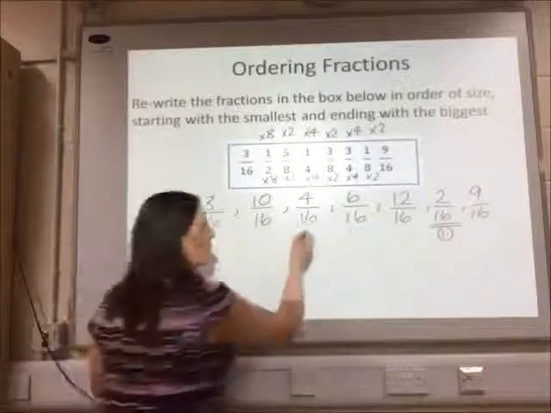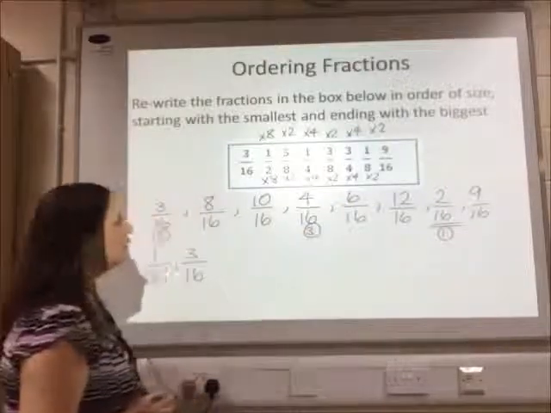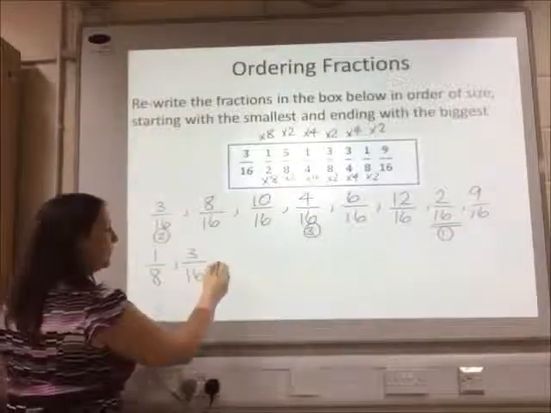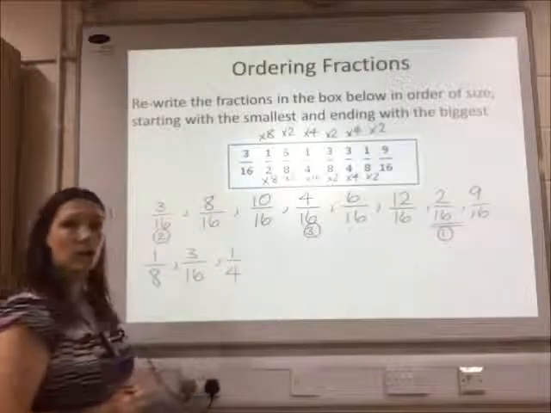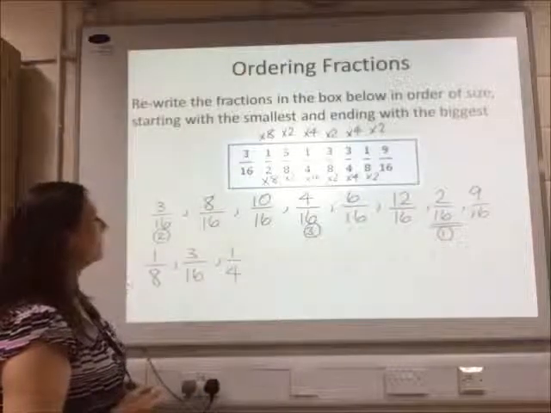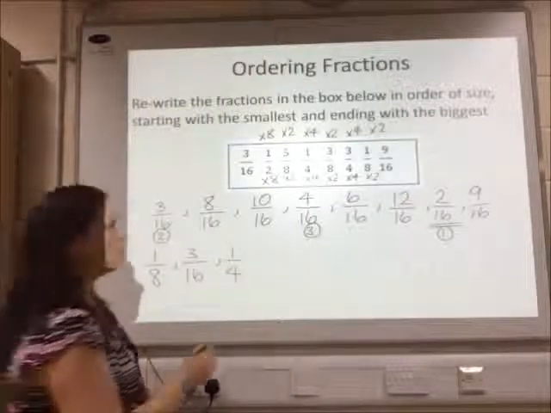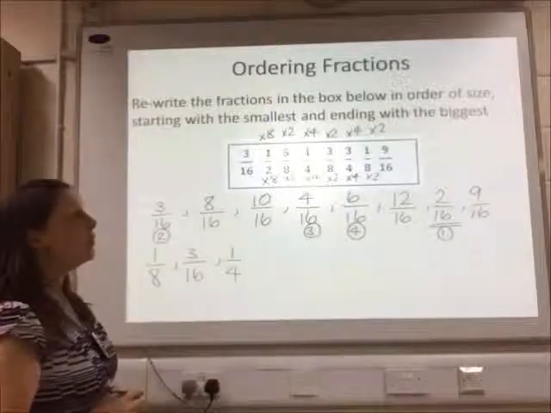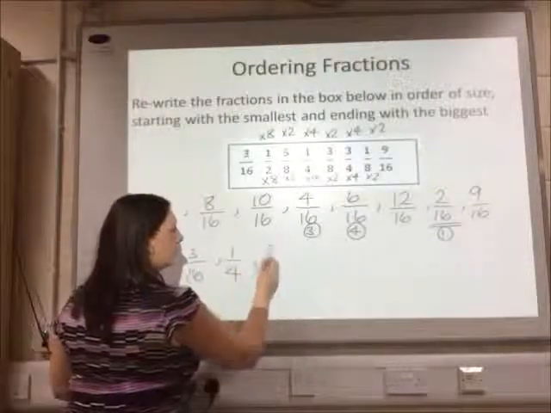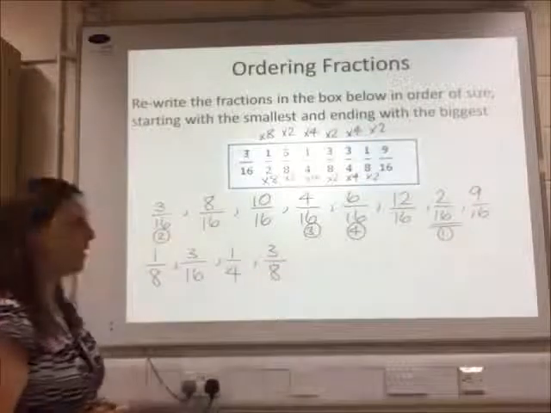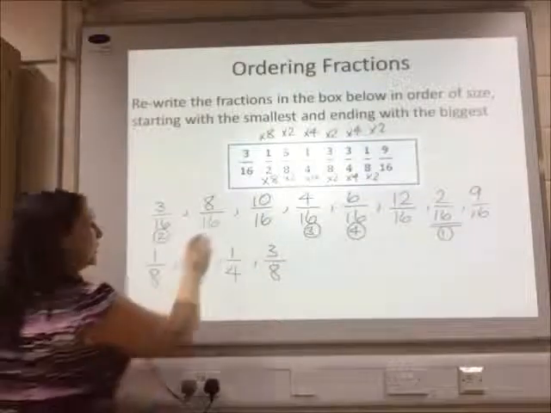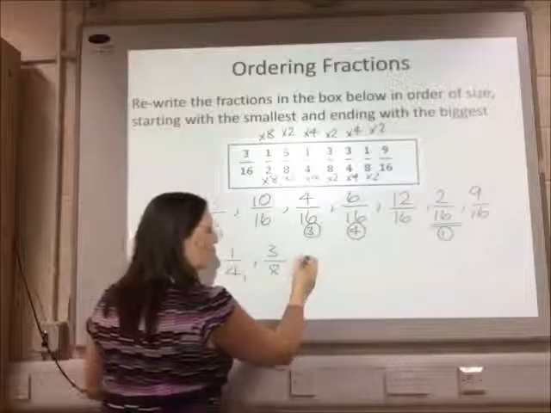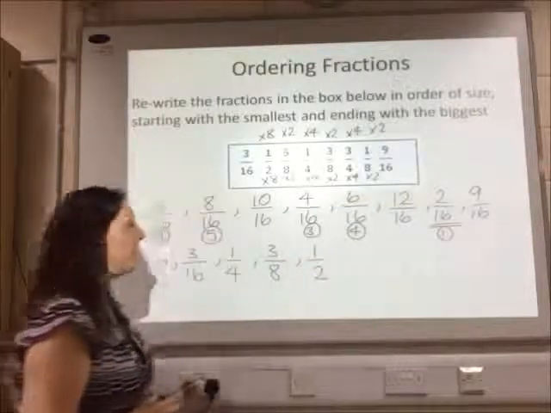The next number along the top is this one, number 4. 4 over 16 here was originally 1/4, and so we write it as 1/4 in our final list. We have no number 5 on the top, and so number 6 is our next fraction. 6 over 16 was originally 3 over 8, and so we write 3 over 8. Our next fraction is 8 over 16. 8 over 16 was originally 1/2, and so 1/2 is next.